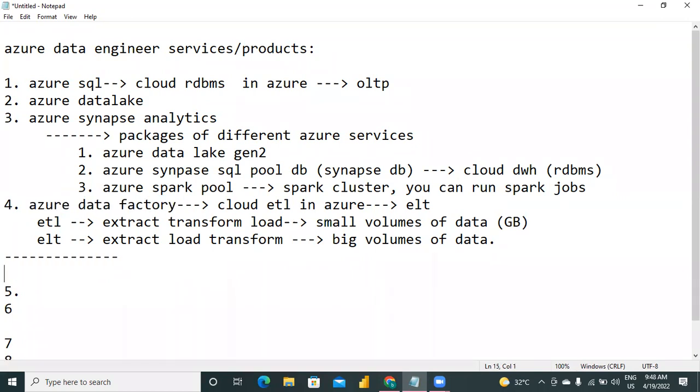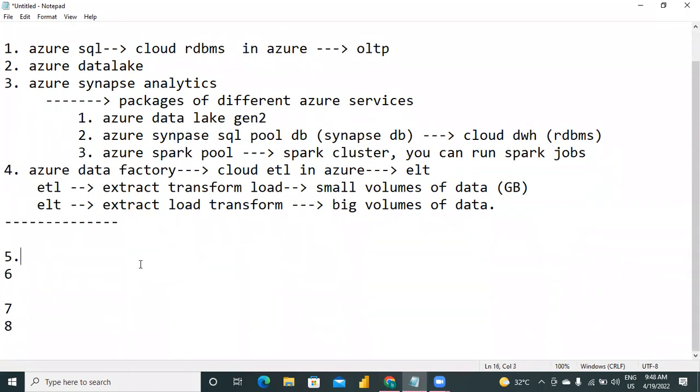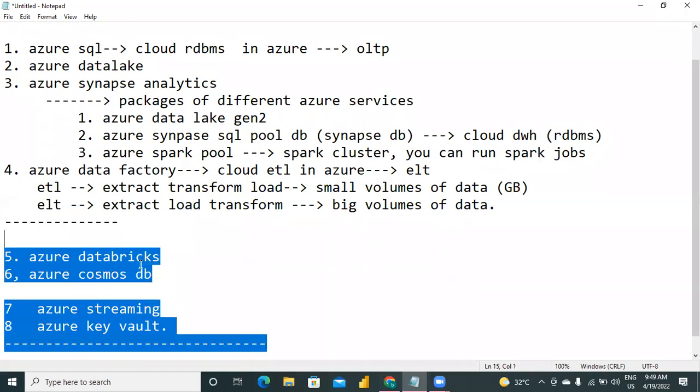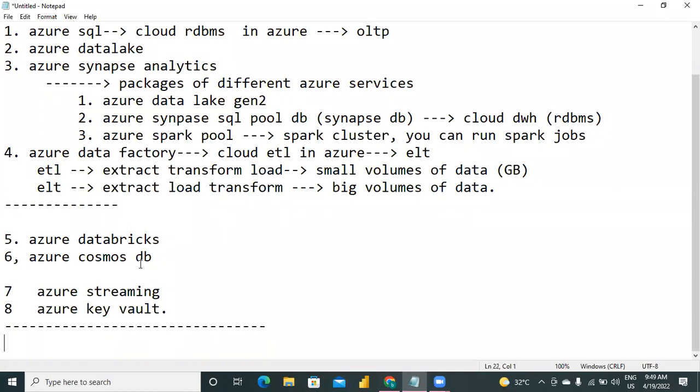Still, there are other data engineer products like Azure Databricks and Azure Cosmos DB, Azure Streaming, and Azure Key Vault. These are other important products. Step by step we'll see. I'm going to talk about Azure Databricks first.